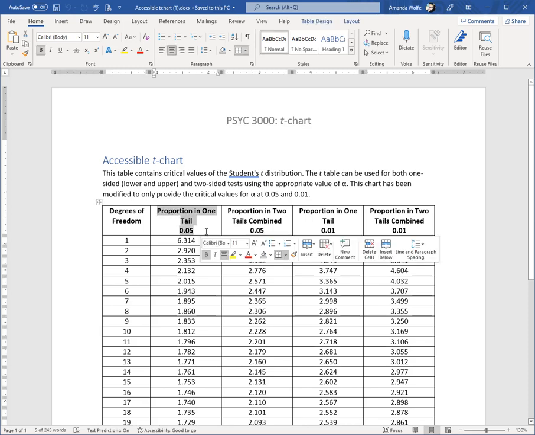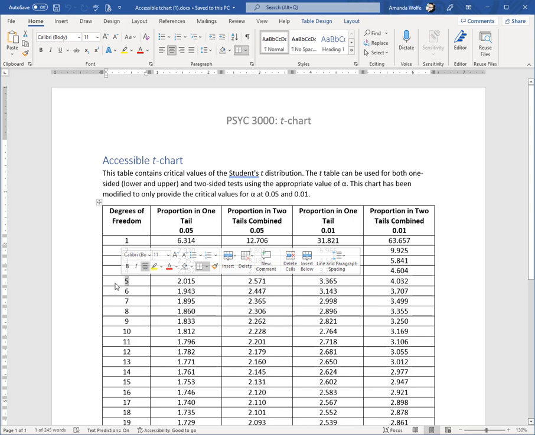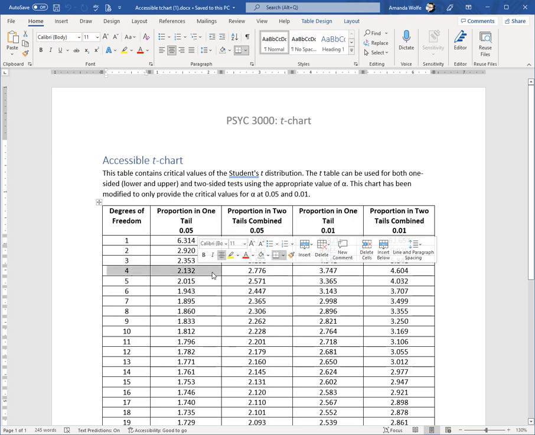We already talked about that the hypothesis for this is about improvement, which is a directional hypothesis, which means we are looking for the proportion in a one-tailed test at the 0.05 level, which means we're going to use the second column here, the first one with t-values in it. Our first column, of course, is the degrees of freedom. Remember that there were 5 people in the study, which means our degrees of freedom is 4. So our t statistic for comparison is going to be 2.132.